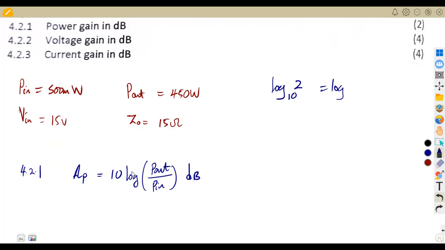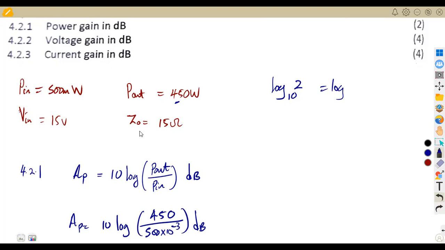Are we having everything? Are we having the power out and the power in? We have it, so we just substitute. Our power gain is going to be 10 times the logarithm of P out, which from our information is 450, over P in, which is 500 times 10 to the exponent of -3. So your answer will be in decibels. It's just a matter of you and your calculator, and we are supposed to be careful in the simplification. There's no need for you to indicate the base, so just use the normal log as it is.